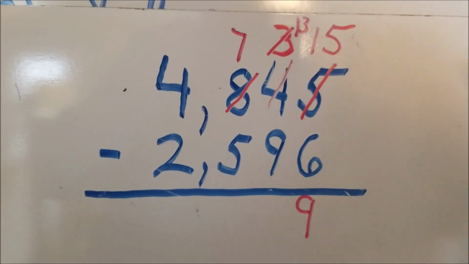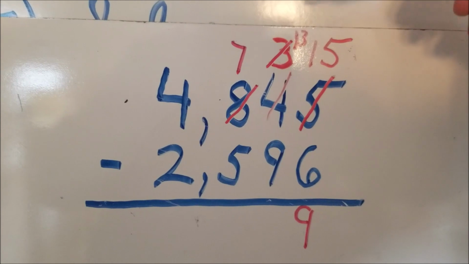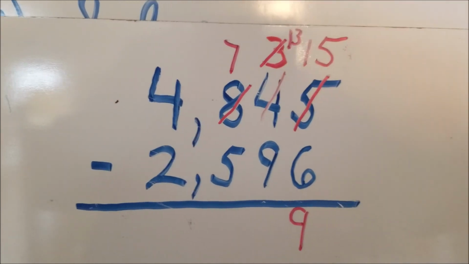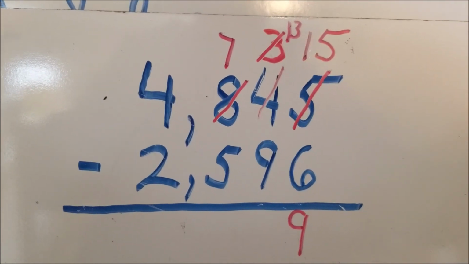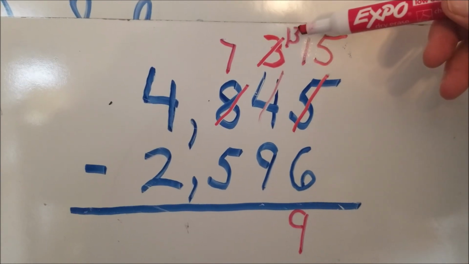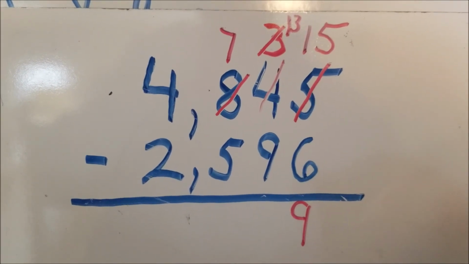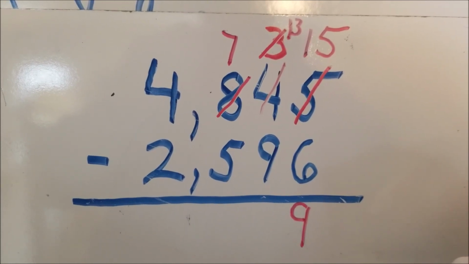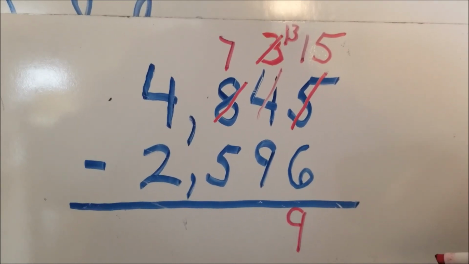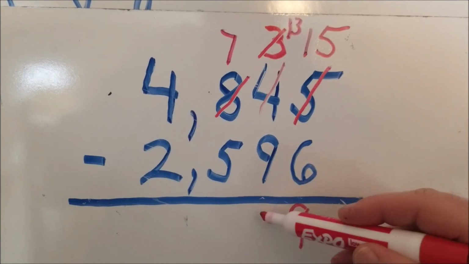Okay. Make sure you always leave enough room up here. I didn't quite leave enough room there, boys and girls, but I think you can see it. So 13 subtract 9 is going to be, what is that going to be, boys and girls? Yes, that's right. It's going to be 4. Good job.